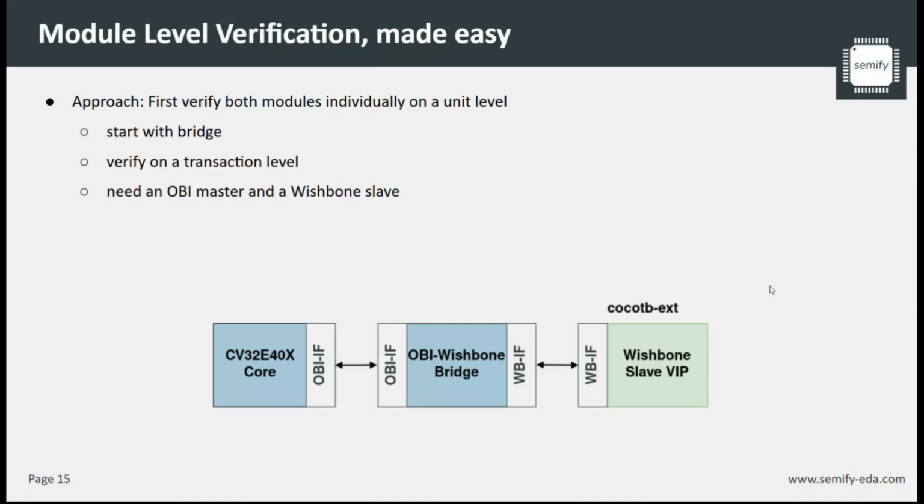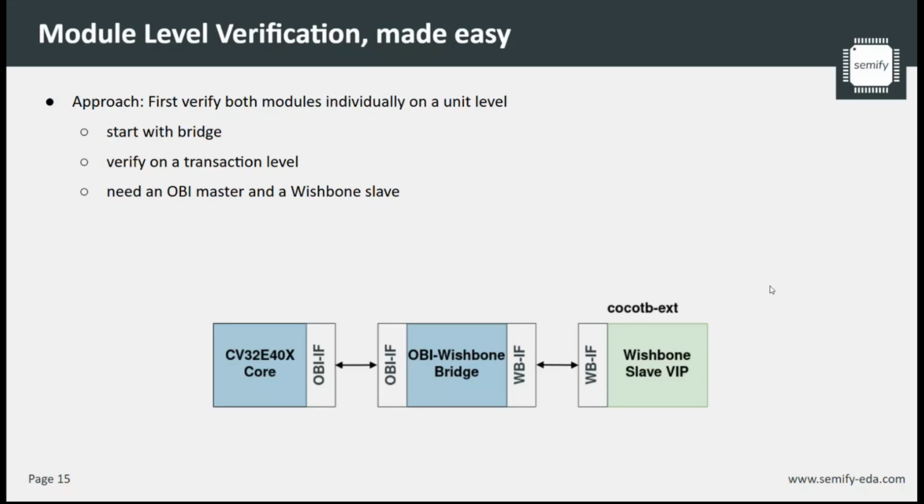So for Wishbone, there is VIP for the slave module, which we're going to use, and we're going to drag and drop it on the right side of our Wishbone bridge. So this slave will receive communications, and it's going to log all of the transactions that it receives, and it's going to respond back to any requests.